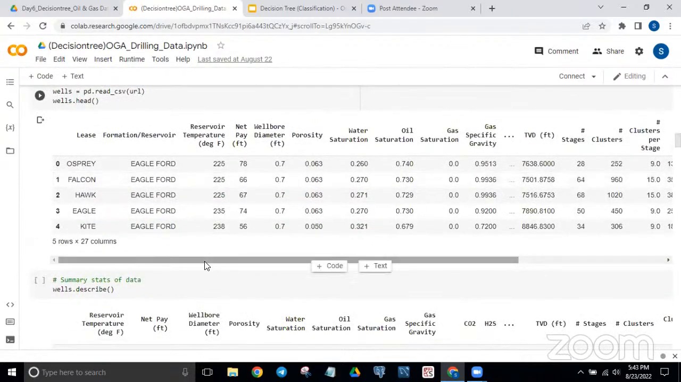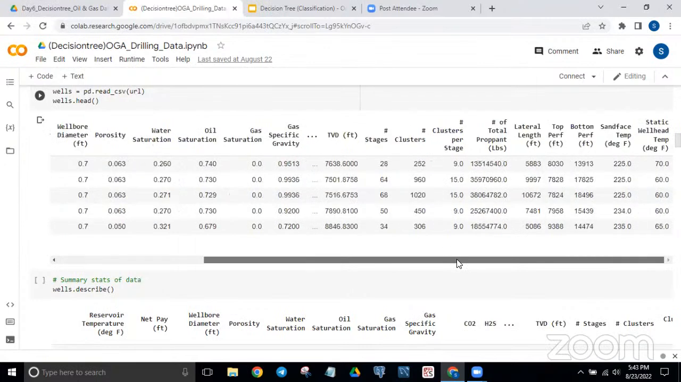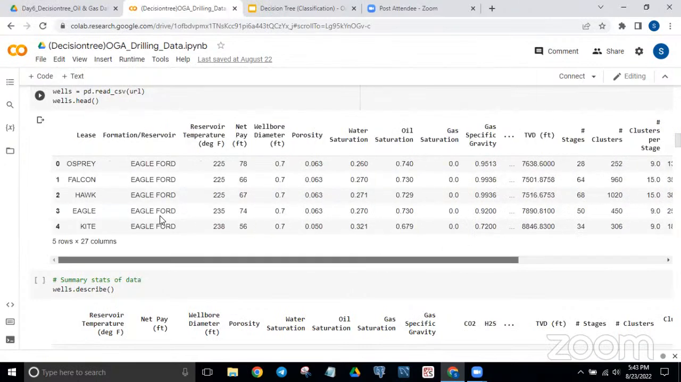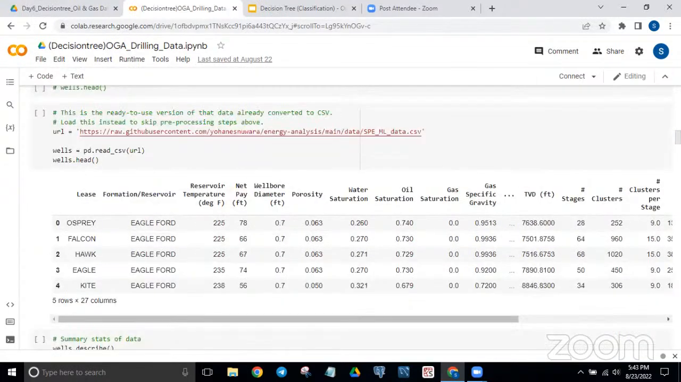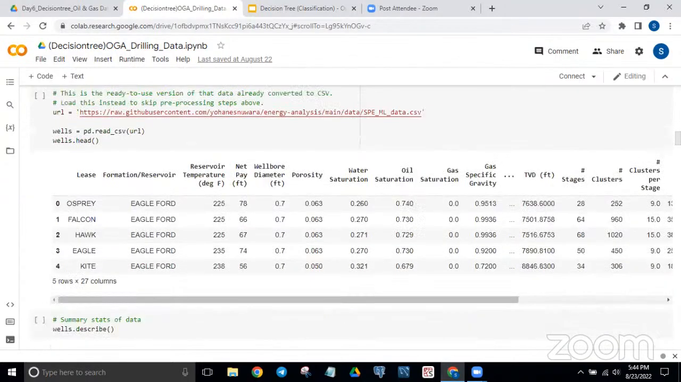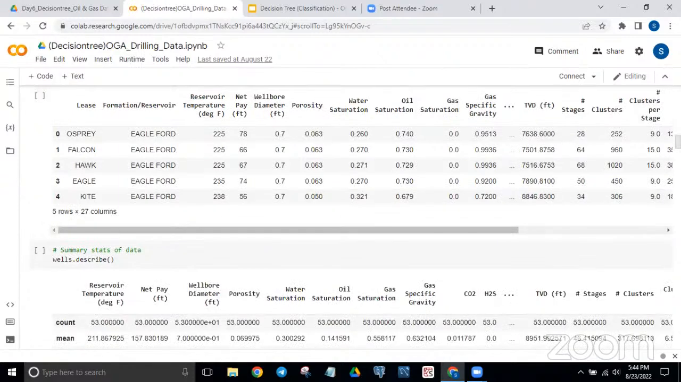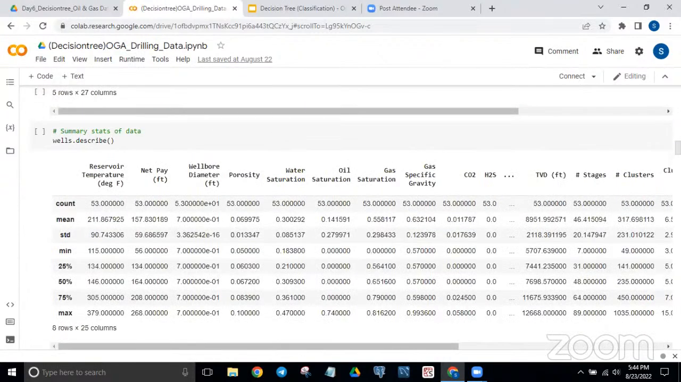So what are the different values I have? These are the different values I have. Okay, so this is my data. I have uploaded my data. I have taken the data directly from my GitHub repository. So I have given the link and I have taken the data directly.